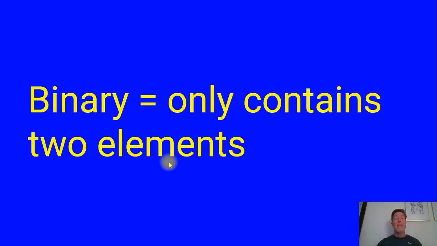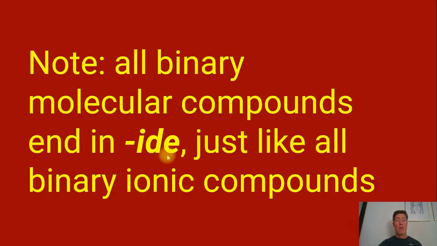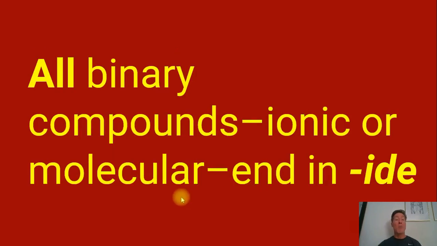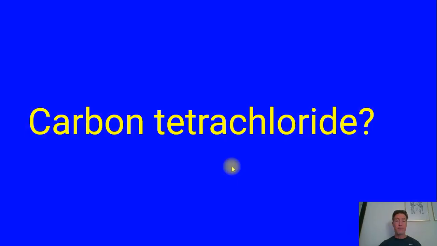So remember, binary means it contains two elements. Ternary means 3. Remember this, all binary molecular compounds end in "ide," which is the same rule we found for the binary ionic compounds. So here's the general rule, all binary compounds, whether they're ionic or molecular, end in "ide." If you see "ide," think binary compound. Could be ionic, could be molecular, but it's binary.